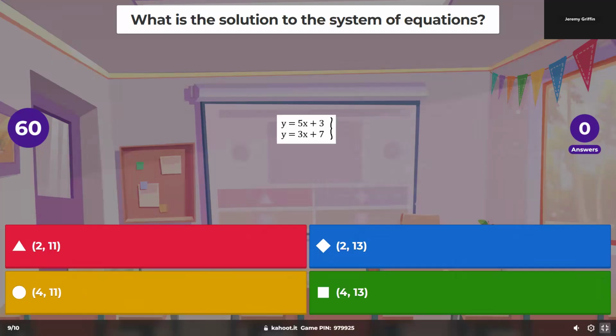Solution to the system of equations: y equals 5x plus 3, y equals 3x plus 7. There are different ways to solve it. I would solve it with substitution. If you graphed it, it would be the coordinate where the two lines cross. All those answers are coordinates, right? Which is the coordinate where the lines cross.